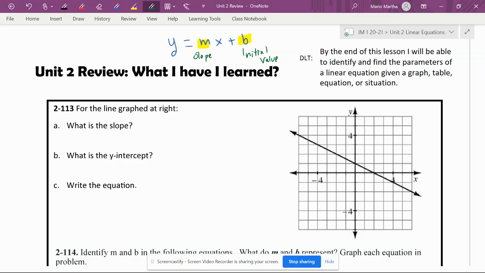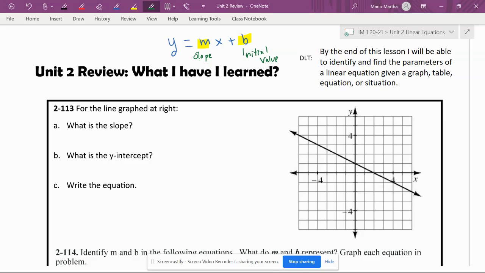And b, the initial value, if we started with a situation, was our figure 0. If it were a graph, it's the y-intercept, or where we're starting off from. It's where our pattern starts, figure 0. We've given it different names, but it's still the same thing: where does a graph cross the y-axis? That's our b.